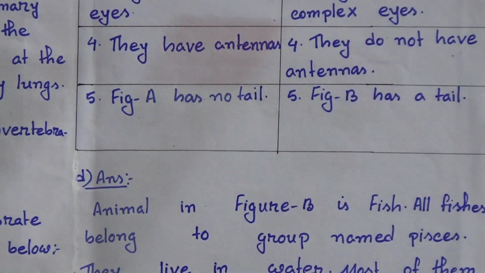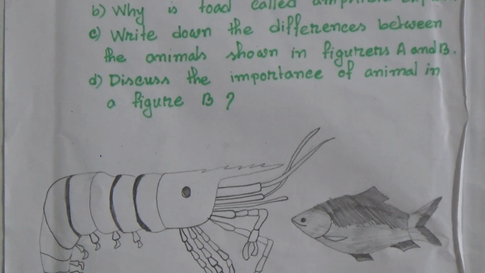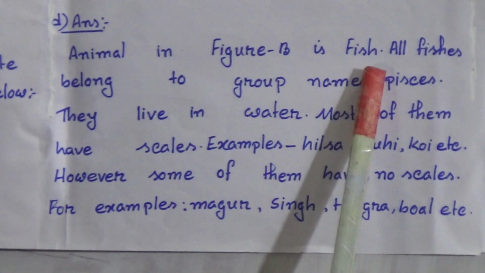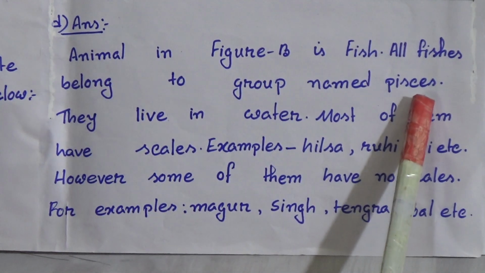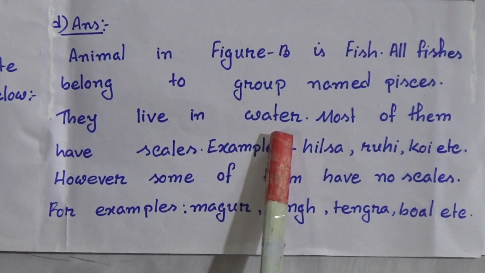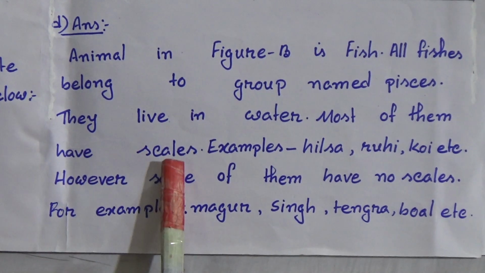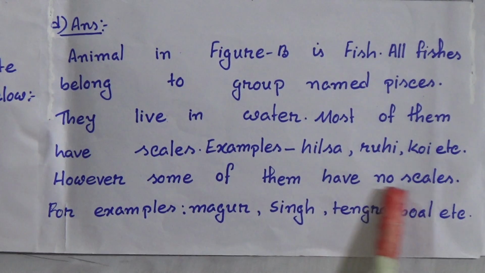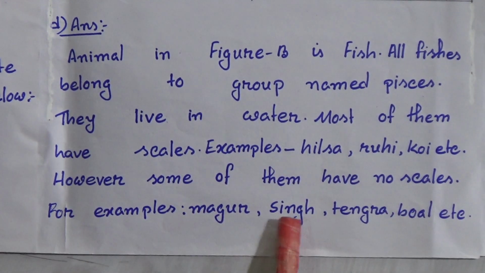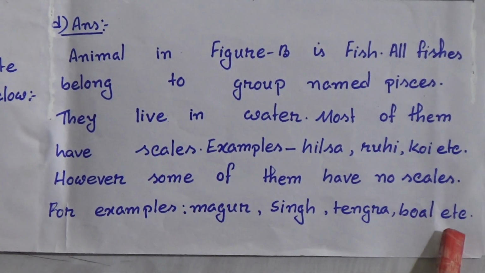Question number D. Discuss the importance of the animal in figure B. You have to discuss the importance of figure number B. Answer: The animal in figure number B is a fish. All fishes belong to a group named Pisces. They live in water. Most of them have scales, for example hilsa, rui, koi, etc. However, some of them have no scales, for example magur, shing, tengra, boal, etc.